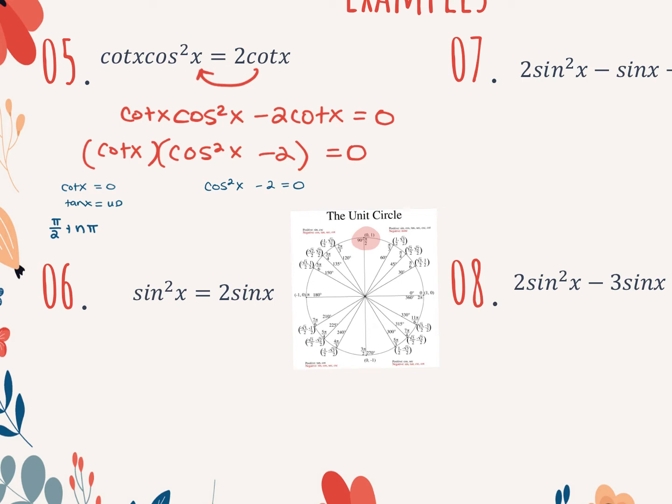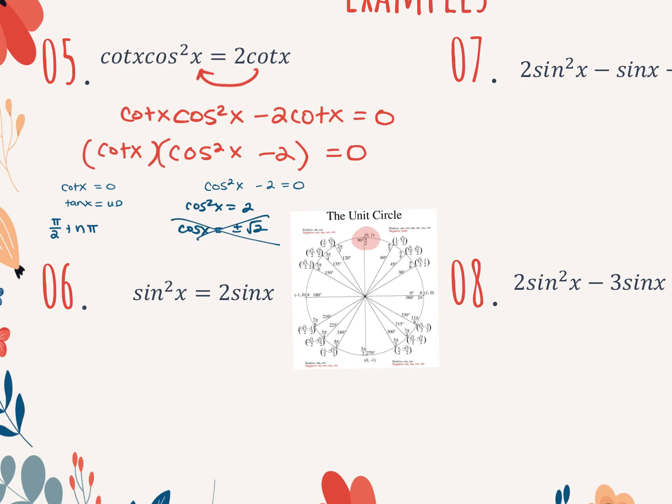Then I'd go to the right side and I'd say the cosine squared of x equals 2. Square root it and I get cosine of x equals plus and minus square root 2. Is there a square root of 2 in the cosine spot or in the x anywhere on my unit circle? No, there's root 2 over 2, but there's no square root 2. So when you get an angle that's not on your unit circle, you will rule it out.